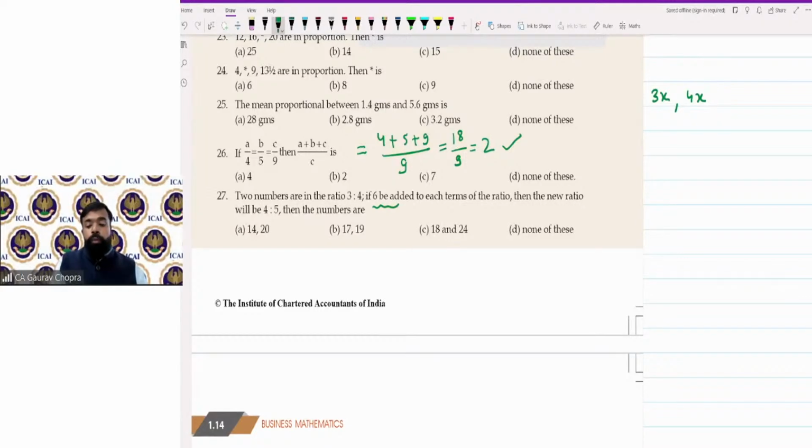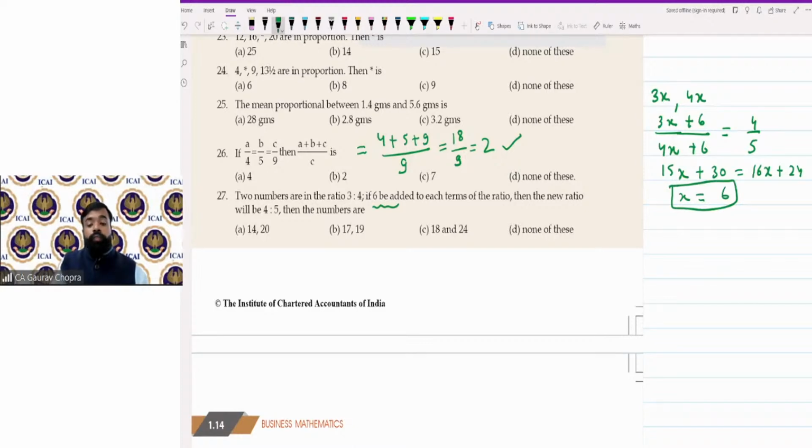If we add 6 to both of them, then the new ratio will become 4/5. So we can write 3x upon 4x. If 6 is added to both of them, then the new ratio becomes 4:5, or you can say 4/5. Now simply do the cross multiplication and get the result. So 15x plus 30 is equal to 16x plus 24. So how much are you getting? x equal to 6.